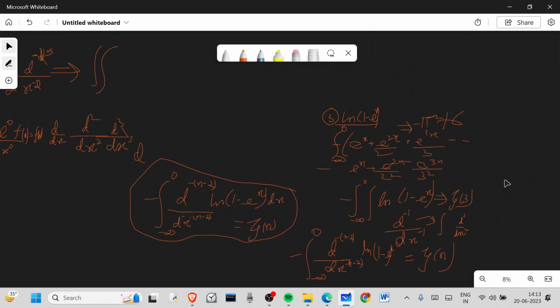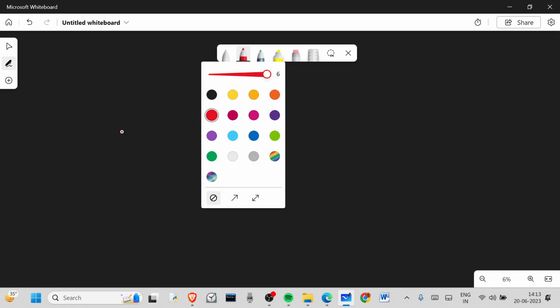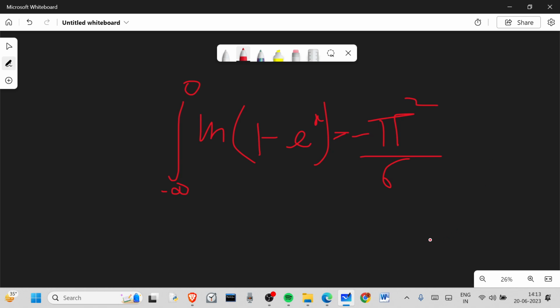So what our result is that this powerful, this strong integral, let me decorate it, because I really like this integral. Integral minus infinity to 0 of ln 1 minus e to the power x is negative of pi square by 6. And also in this video I have assumed that you know that zeta 2 is pi square by 6, and if you want me to show it or prove it, please comment down. I can make a video on that.